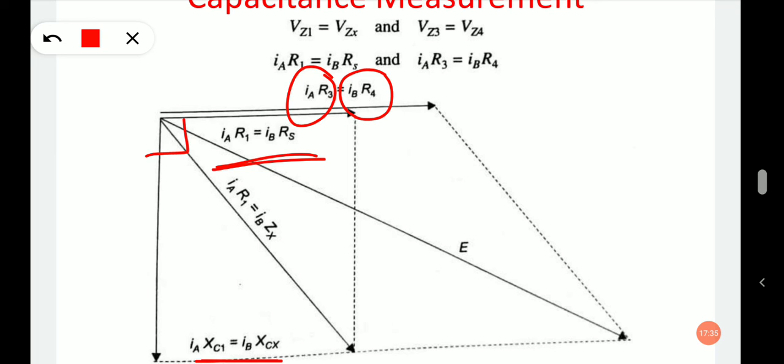The phasor sum of IAZ1 and IAR3 or IBR4 and IBZX gives the supply voltage E.